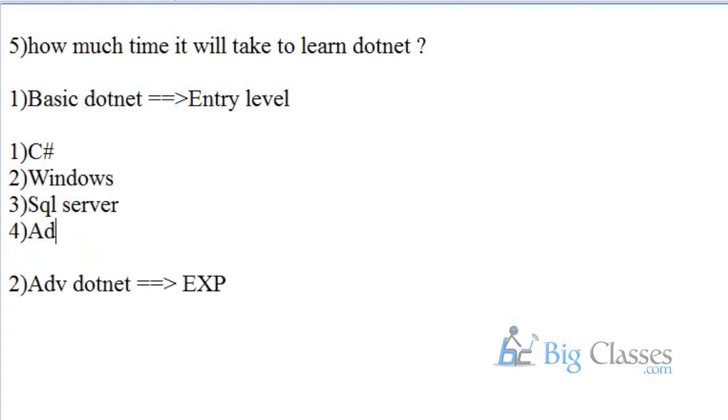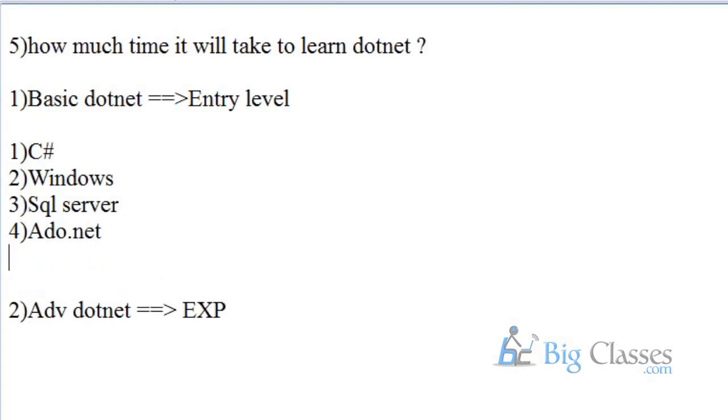Then the fourth one is ADO.NET: how to connect a front end and a back end. Front end is nothing but our registration page. Back end is nothing but my database. If I enter my details in the registration and click on submit, it has to save into the database. So how to save, how to connect.